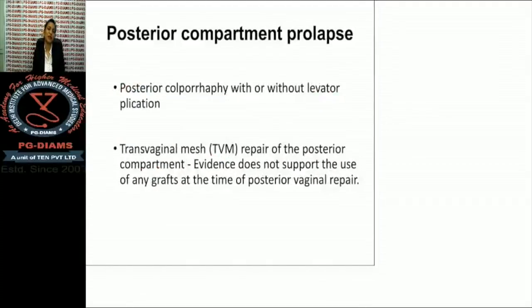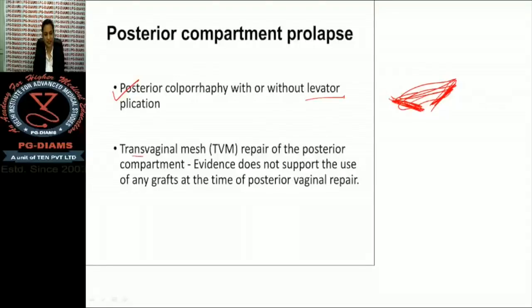For posterior compartment repair, the native tissue repair which we do is posterior colporrhaphy. You can do it with or without levator plication. Levator plication is suturing together of two sides of levator muscles, levator ani muscles. If you are operating on the perineum, these are the levator muscles of two sides. What we do is we take stitches across them so that they are approximated and strengthened a little. That is levator plication. This is native tissue repair.